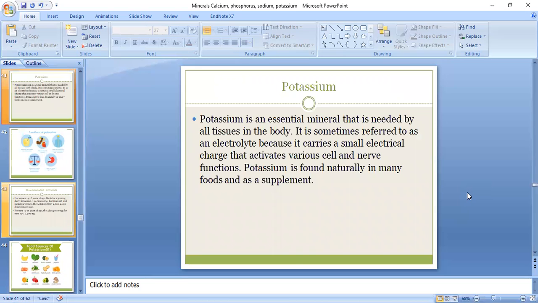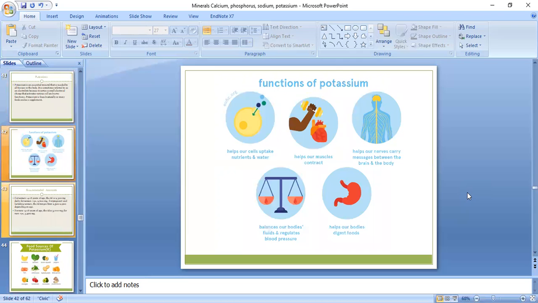Now we will discuss potassium. Potassium is an essential mineral that is needed by all the tissues in the body. It is sometimes referred to as an electrolyte because it carries a small electric charge that activates various cell and nerve functions. Potassium is found naturally in many foods and as a supplement. Functions of potassium are to help our cells take up nutrients and water, help our muscles contract, help our nerves carry messages between the brain and body, balance our body's fluids and regulate blood pressure, and help our bodies digest foods.